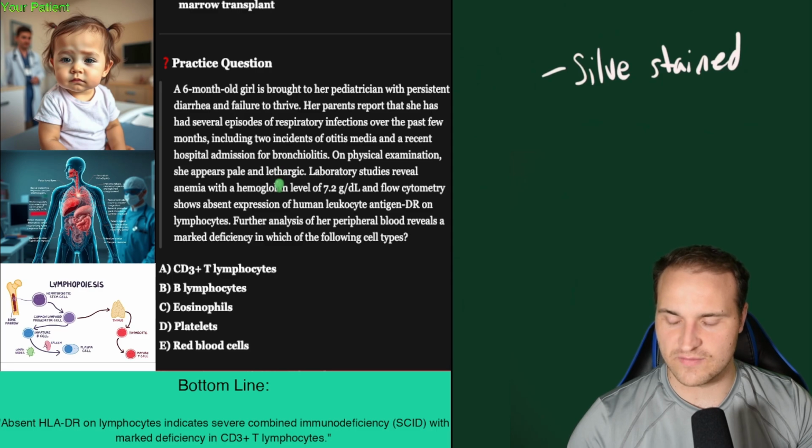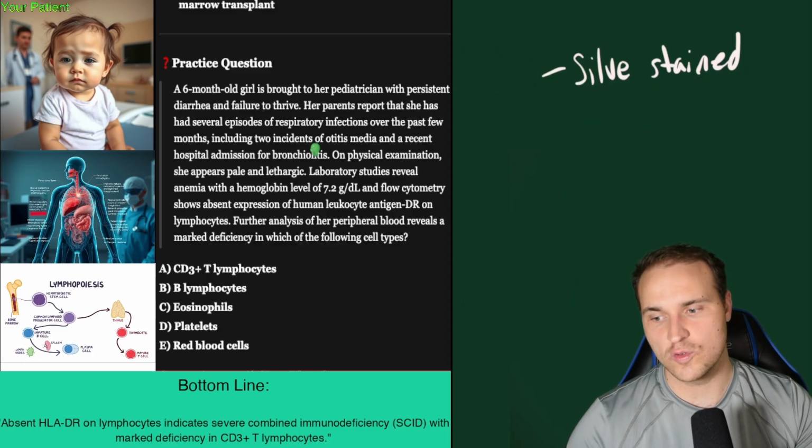All right, so this is Bare lymphocyte syndrome. This is type 2. It's a form of SCID due to an MHC2 deficiency.